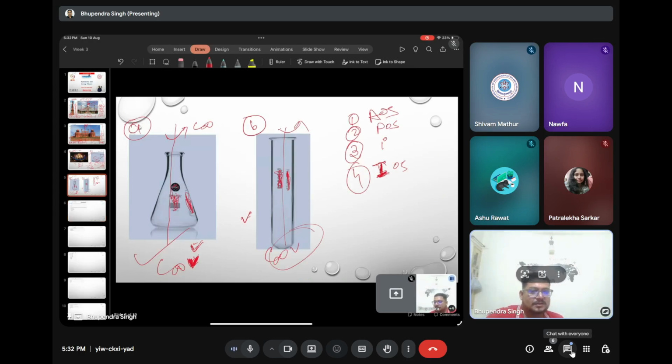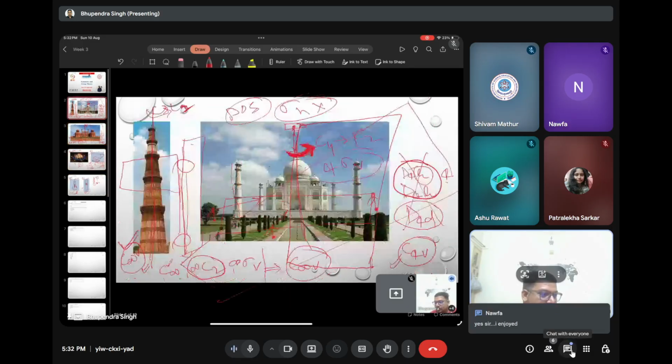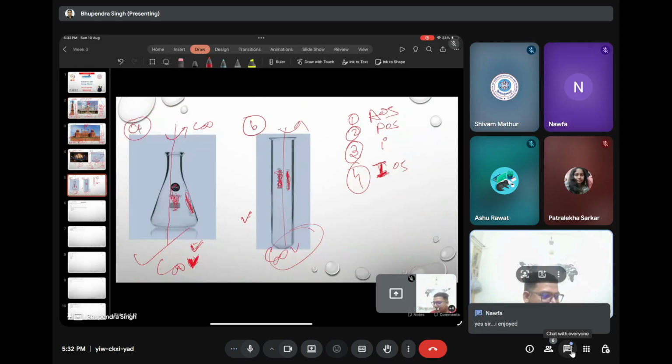So did you like these examples? These examples, this lotus, Red Fort, anything? Yes sir, I enjoyed. Okay. Actually, I thought of also taking some other examples, but yes sir, yes sir. Okay.